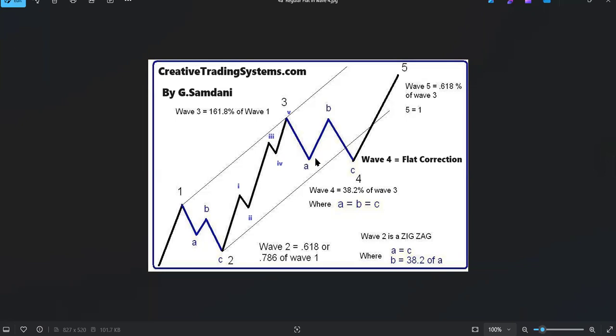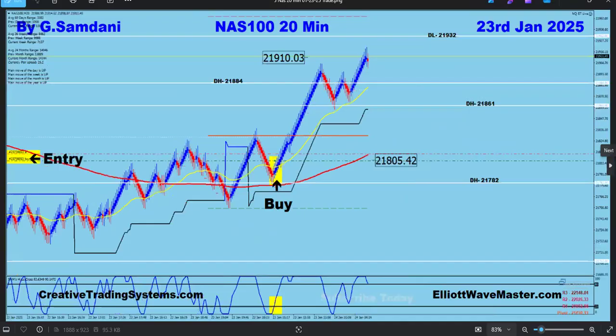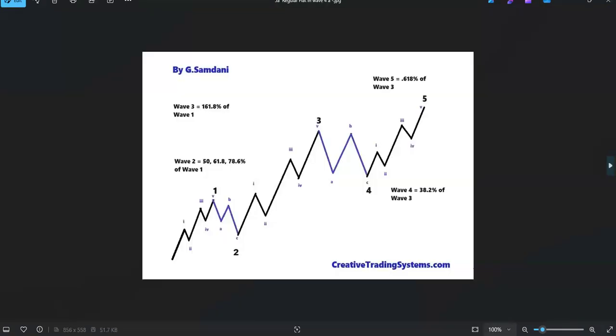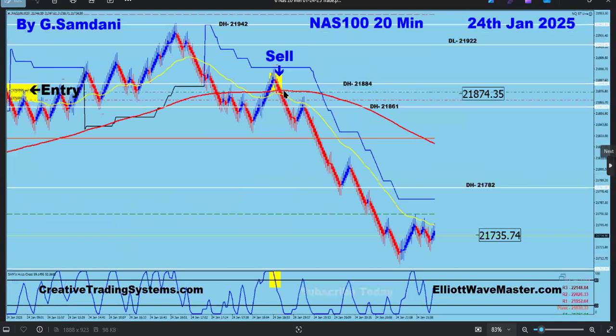So we were here last time. So the next trade was to the upside. Yes, we went to the upside. The next trade is supposed to be to the downside, the same diagram. And then the next trade is down.